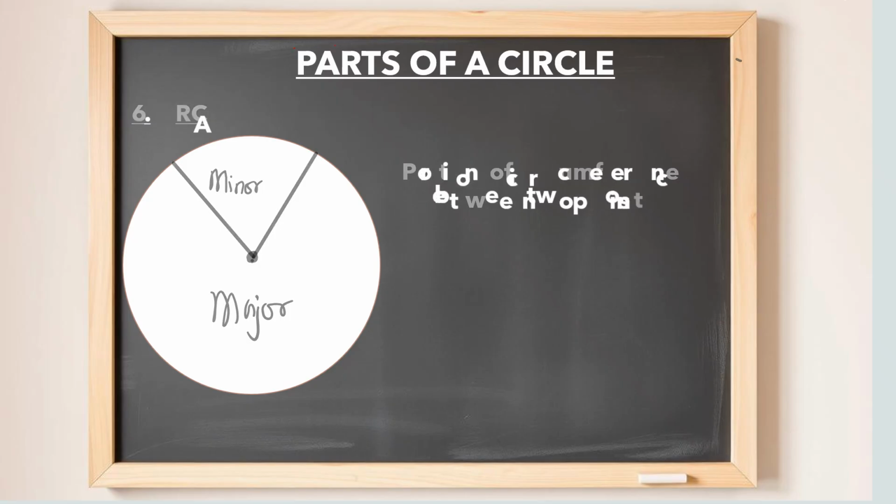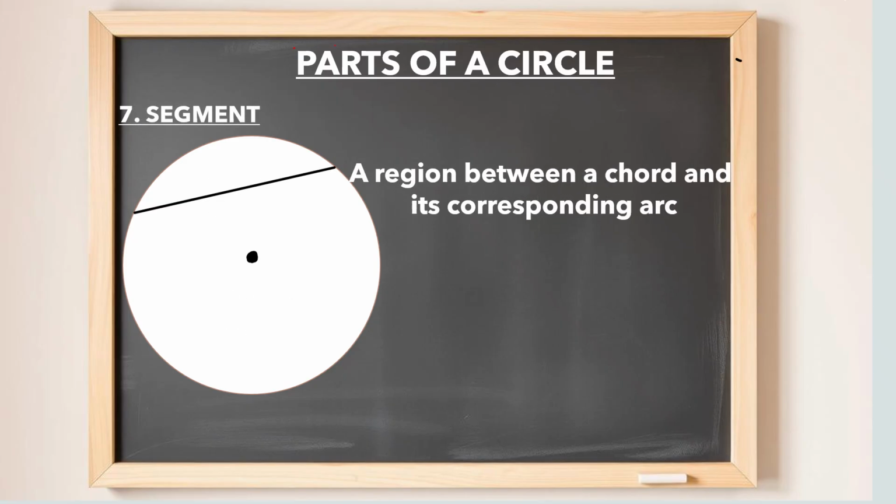Next, we define a segment. Recall the definition of a chord. A chord joins any 2 points of a circle. So a segment is a region between a chord and its corresponding arc. Now look at this. This is a chord. This line is a chord. And this is an arc. This is an arc. And this is a chord.